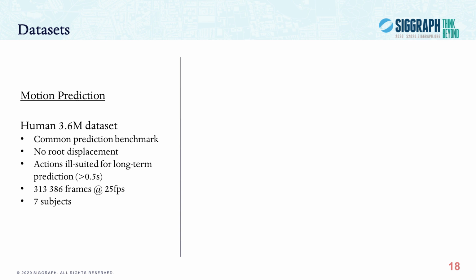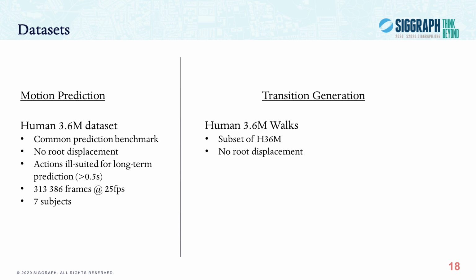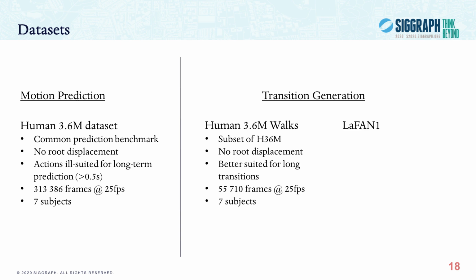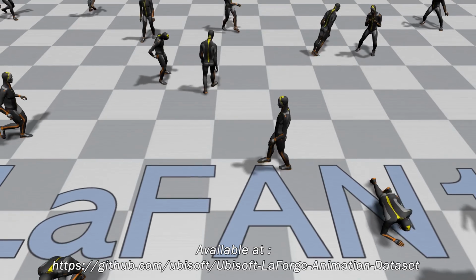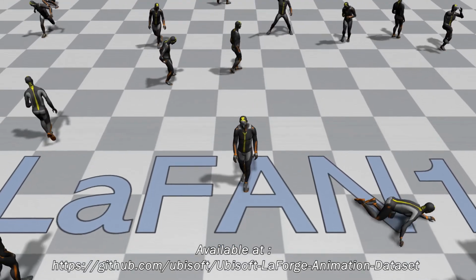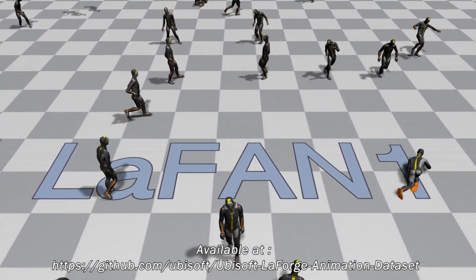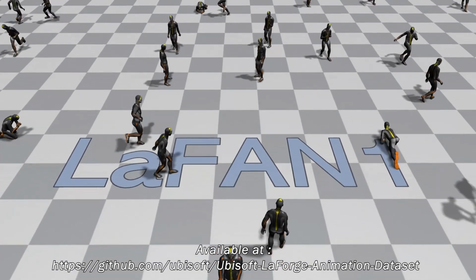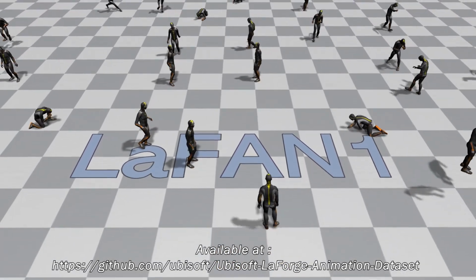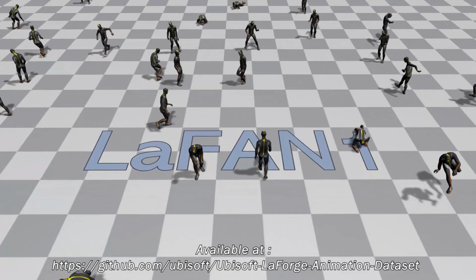Given the limitations of the Human 3.6M dataset actions, we extract all walking sequences in order to keep only actions that are better fit for transition generation. This subset contains over 50,000 frames. We also present a novel high-quality dataset called LAFAN1. All actions in this dataset are natural and well suited for long-term transition generation. The data contains root displacement and has close to 500,000 frames at a rate of 30 frames per second. It's recorded from 5 different subjects.